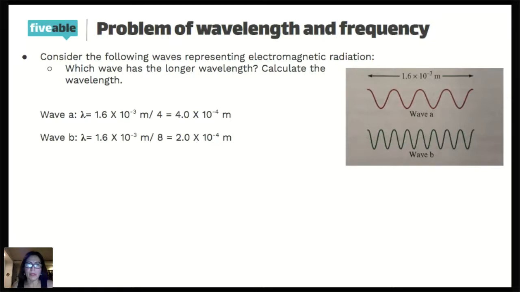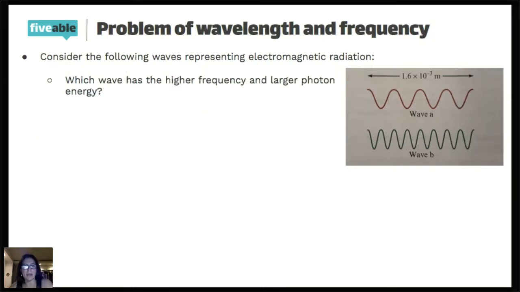Okay, moving on. Then we have the next question about the same 2 waves. Which wave has the higher frequency and larger photon energy? So of course we can see just by looking at the diagrams that wave B has a larger frequency. But if we have to calculate this, we're going to use the formula that follows. This is the formula: wavelength times frequency equals the speed of light.